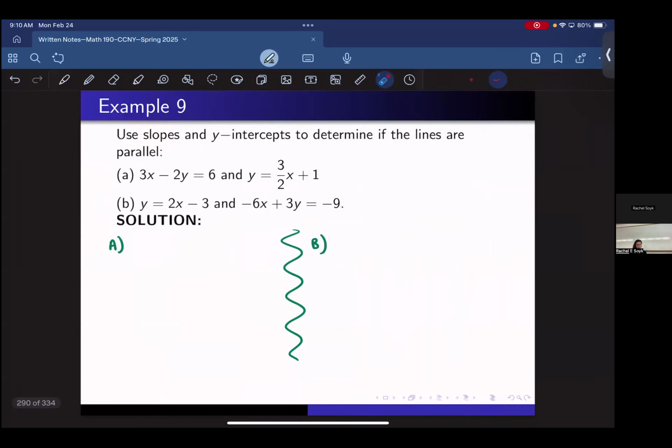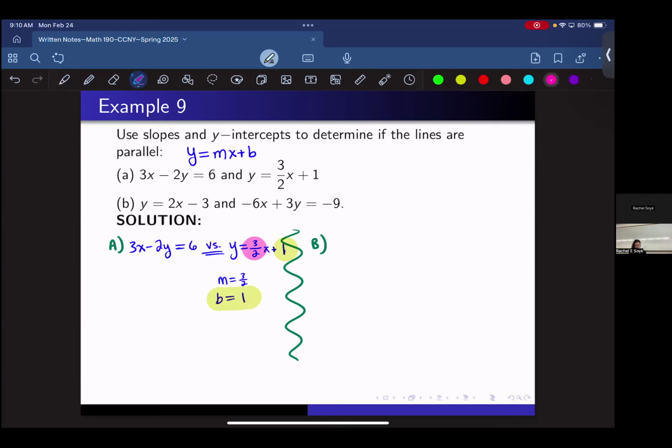So let's practice this. We want to use the slopes and y-intercepts to determine if we have parallel lines. So part A, we're given two equations. Always put them into our slope-intercept, our y equals mx plus b form. That way you can easily identify what your slope and what your y-intercepts are. Lucky for us, that second one is already in slope-intercept form, so we know what our slope and y-intercept is here.